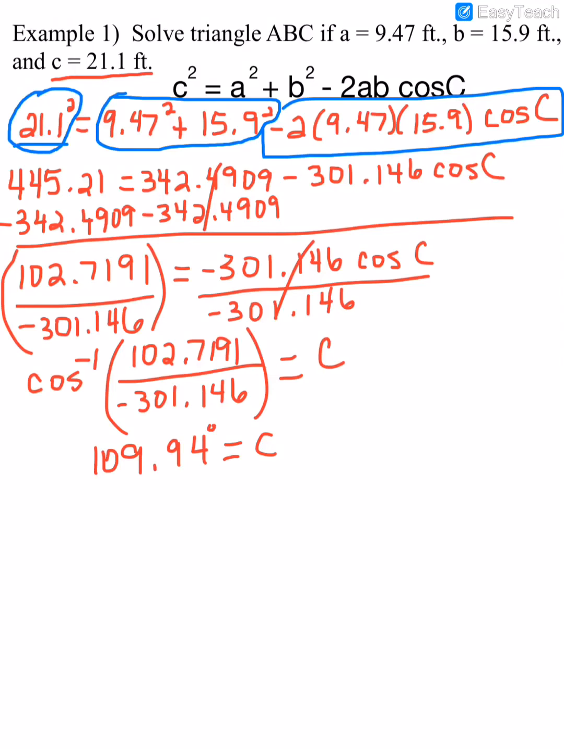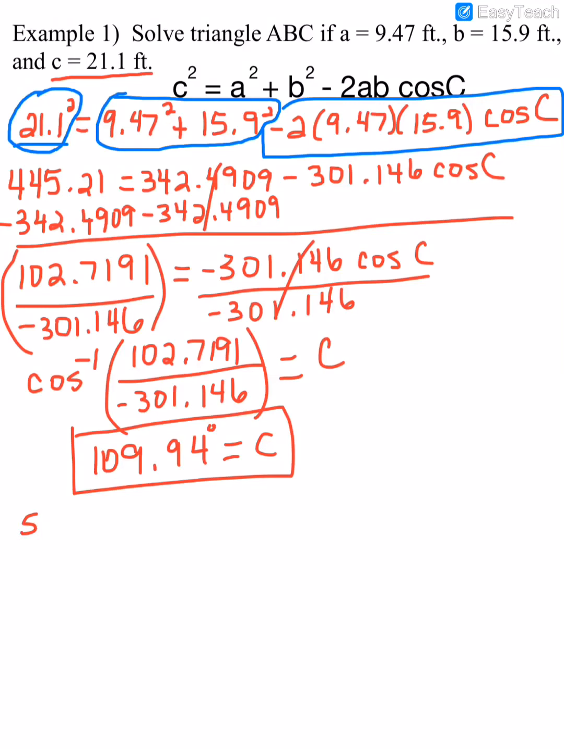Okay, so now that I have found one of my angles, I can find my other angle by using the law of sines, which is a little simpler than using the law of cosines. And so I have a complete side of the proportion. I have side C and I have angle C. So it doesn't matter which of the other two angles I look for now. Let's just look for angle A.